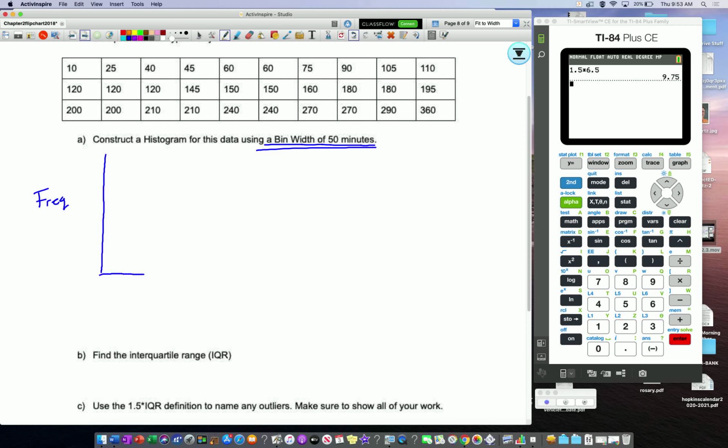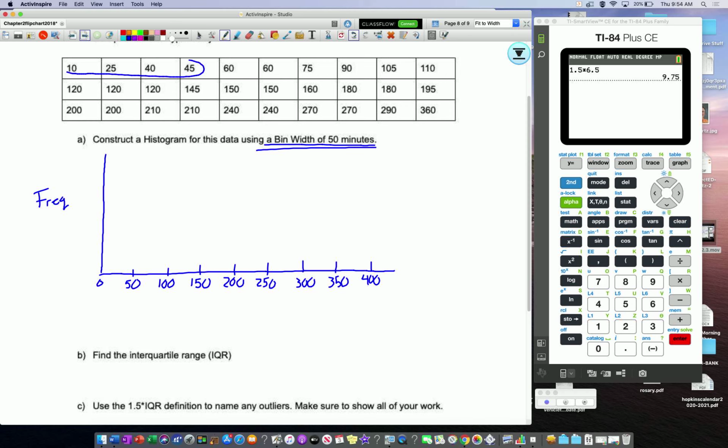Okay, and then I'm going to draw this out, and I'm going to do bin widths of 50. So I go 0 to 50 to 100, 150, 200, 250, 300, 350, and I actually have to go all the way out to 400. So this first bin width is from 0 to 50, but not including 50.